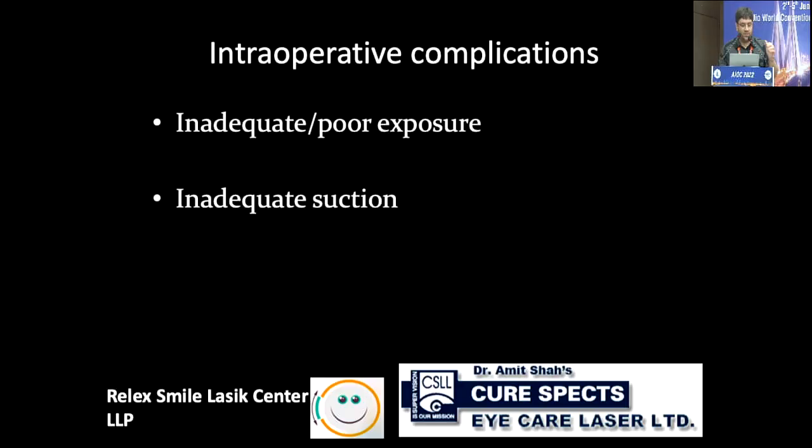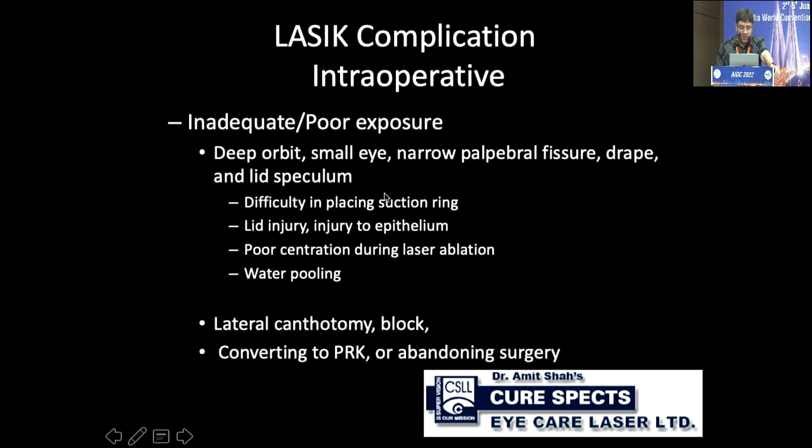So why do all these intraoperative flap complications happen? You need to have this basic idea. In most cases, it is basically due to inadequate or poor exposure and inadequate suction. What are the reasons for inadequate or poor exposure? Suppose the patient has a deep orbit, small eye, narrow palpebral fissure, or there is a drape which comes into place. It causes difficulty in various stages of the LASIK procedure. Many times, there was one hyperopic patient whose eyeball was so small that I had to perform a lateral canthotomy. I think that is the worst I have ever faced.